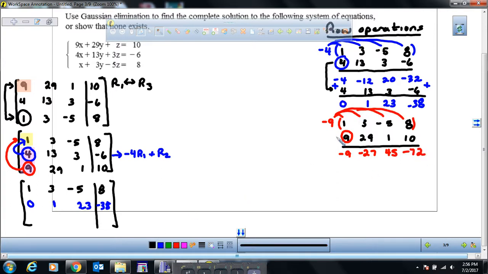And negative 9 times 8 is negative 72. And then we need to bring this equation down, which is 9, 29, 1, and 10. And again, we are going to add these two equations. Negative 9 plus 9 is 0. Negative 27 plus 29 is 2. So we got 0, then 2. 45 plus 1 is 46. And then negative 72 plus 10 is negative 62.